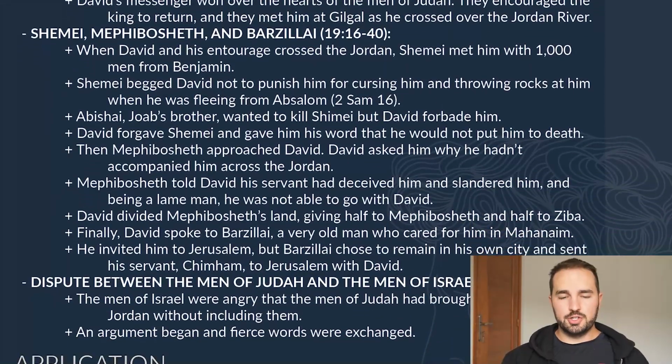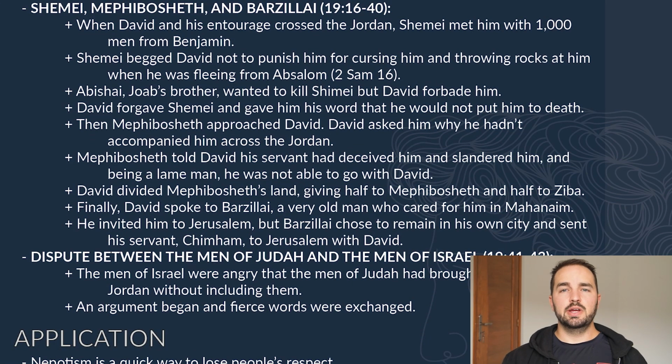Section number 3, verses 16 through 40, a bunch of characters here: Shimei, Mephibosheth, and Barzillai. So when David and his entourage were coming back over the Jordan River, Shimei met him with 1,000 men from Benjamin. Now, he had a little bit different tone this time than he did when he was throwing rocks at David.